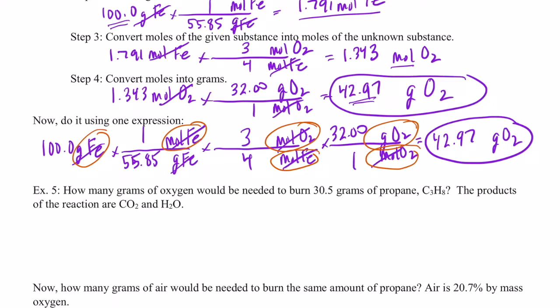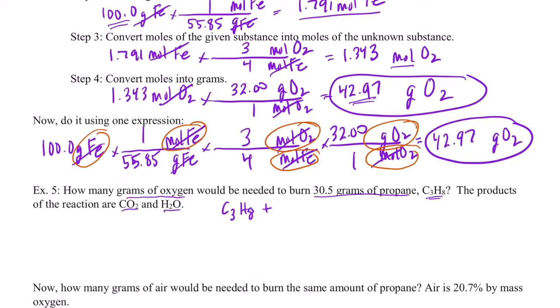All right. Welcome back. How do you feel about it? Good? All right. Well, let's see. We have how many grams of oxygen are needed to burn 30.5 grams of propane. And I give you the formula for propane. I didn't need to tell you the products. You knew that they were CO2 and water because this is a combustion reaction and we have a hydrocarbon burning, and so we're going to make CO2 and water. So let's start by writing the equation.